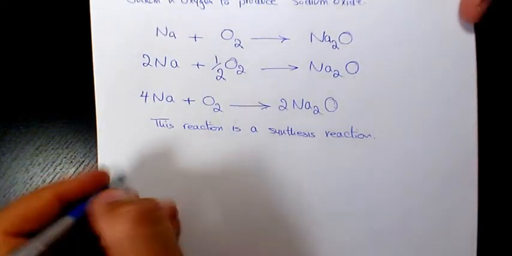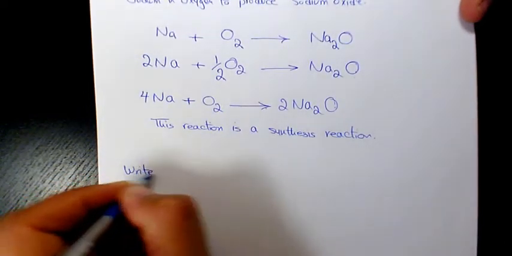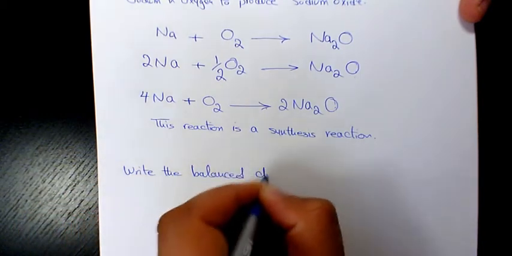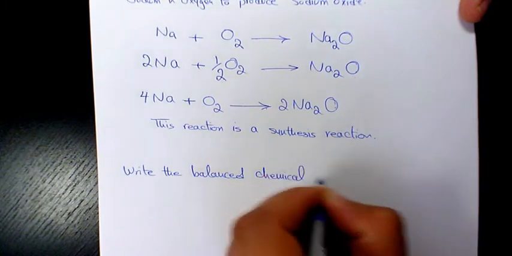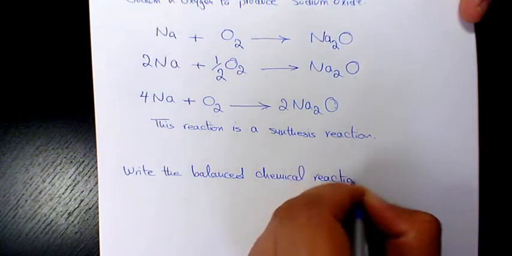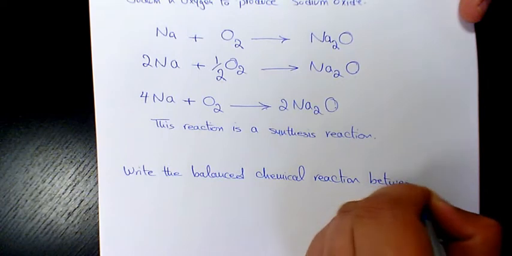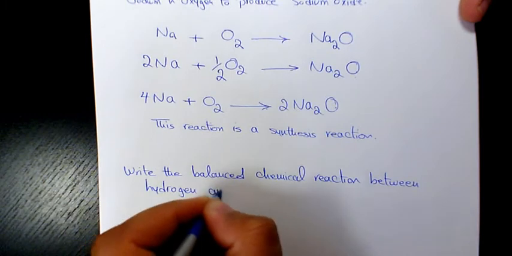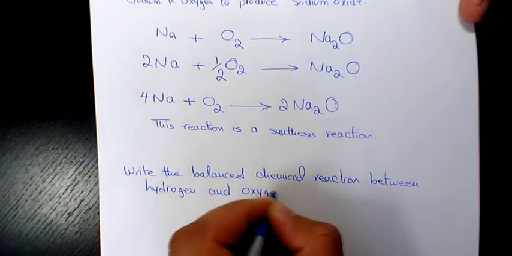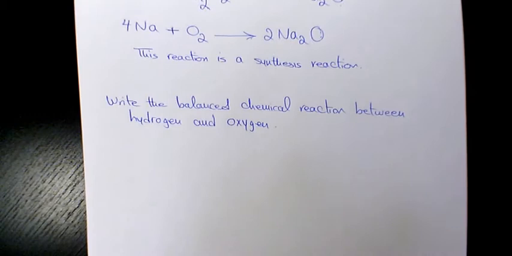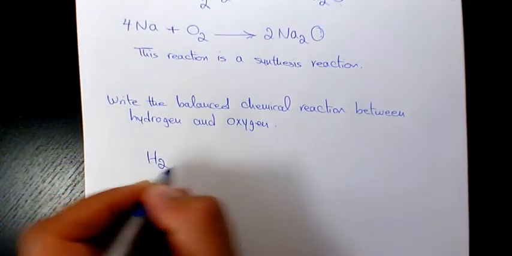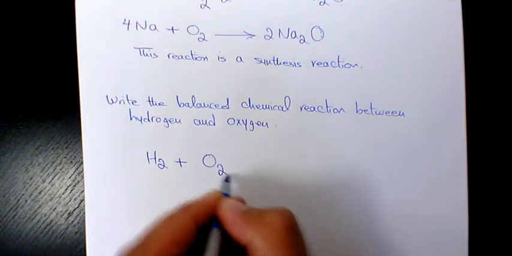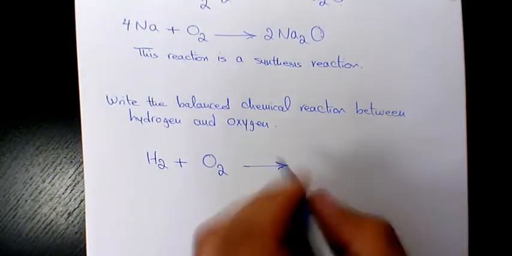Now, next example. Write the balanced chemical reaction between hydrogen and oxygen. So hydrogen is H2, oxygen is O2. So this is gonna produce water.